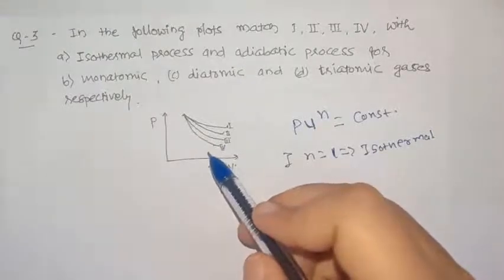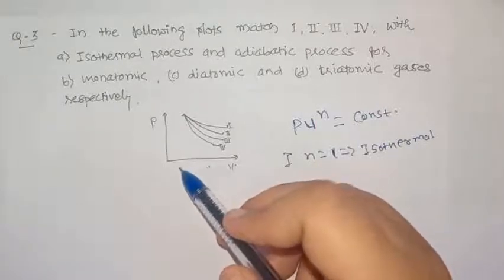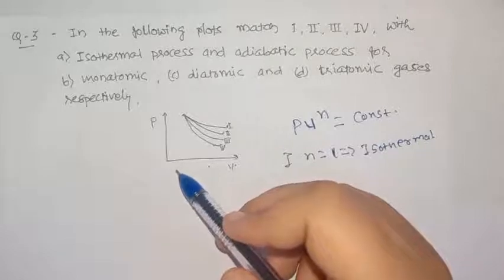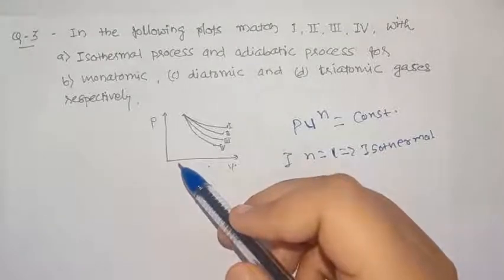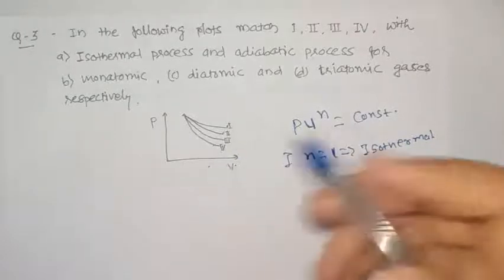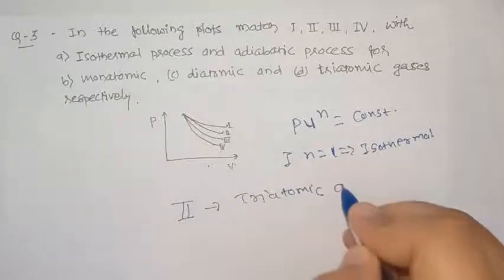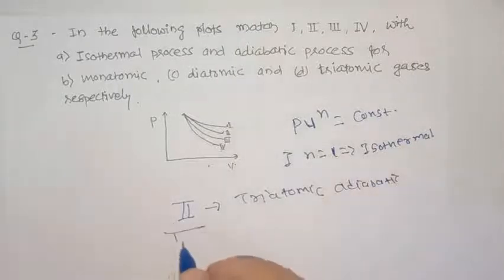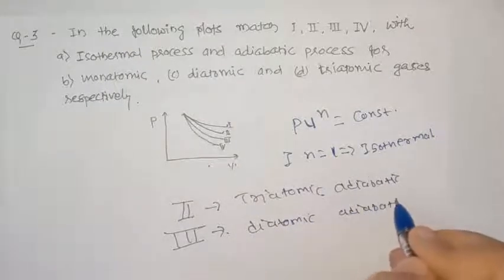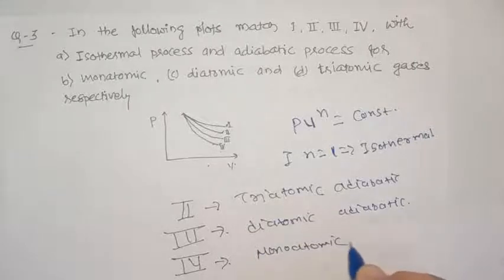Remaining three will be adiabatic, and we know that as we move downward, the atomicity will decrease and gamma's value will increase. So the second graph will be for triatomic adiabatic. The third graph will be for diatomic adiabatic. And the fourth graph will be for monoatomic adiabatic process.